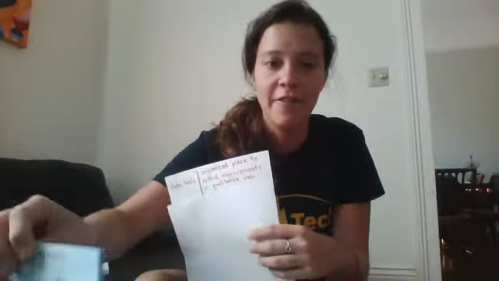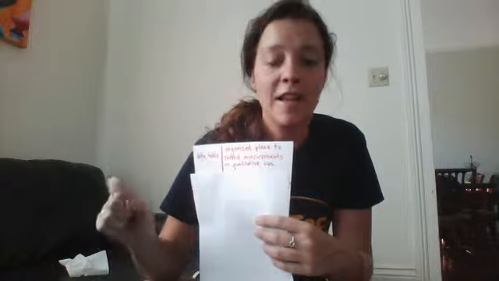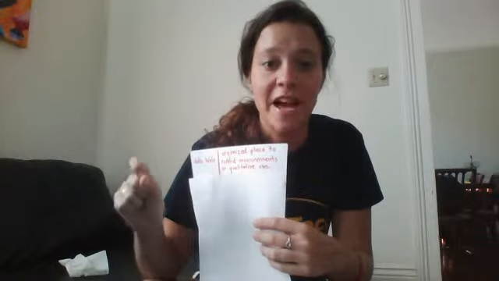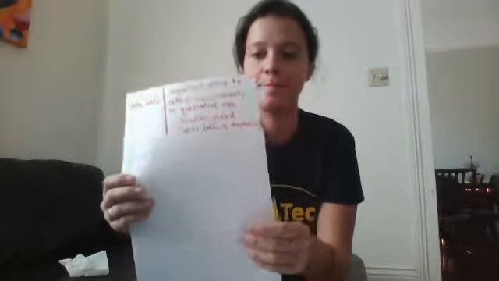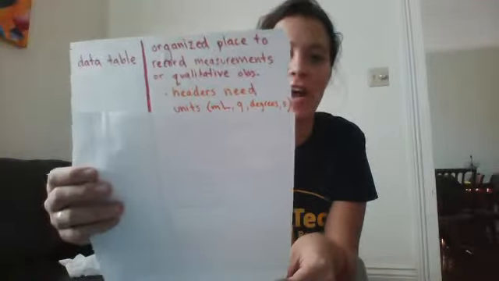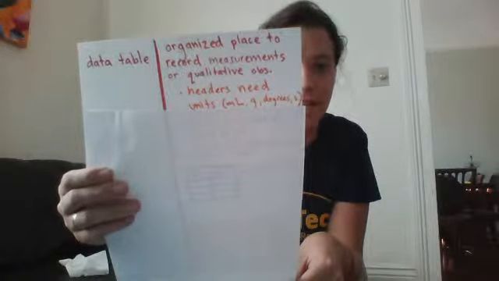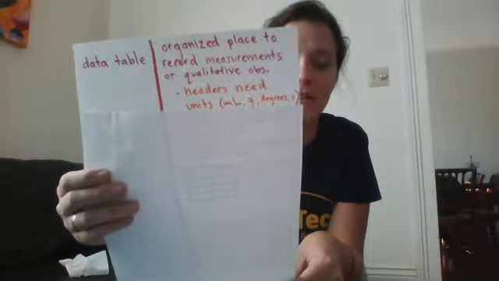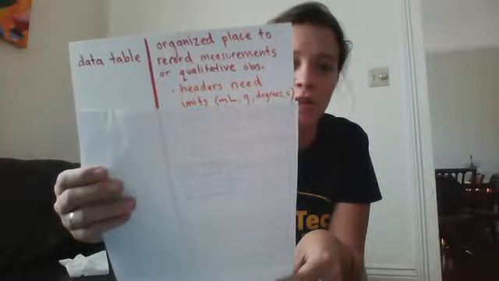The big thing to remember about our data tables is we want to include units. If I just left this as 7, what? We need to make sure we tell and remind ourselves that it's 7 on the pH scale. So the first big thing to remember is that your headers need units. This could be milliliters, grams, degrees, seconds. Whatever your dependent variable is, that needs to be measured in a unit, so make sure you include it.